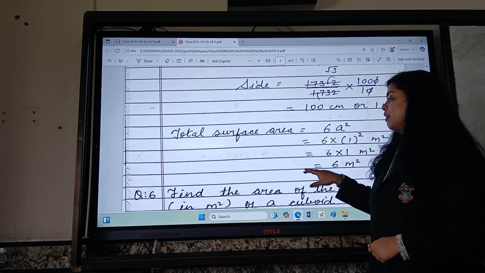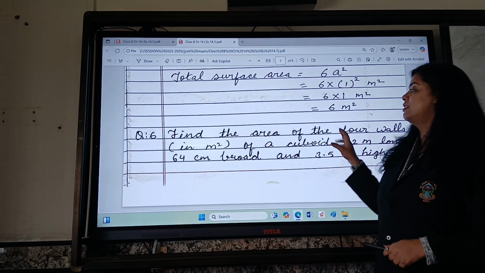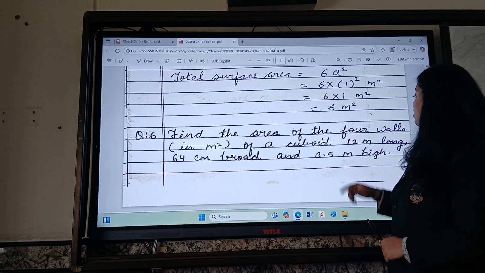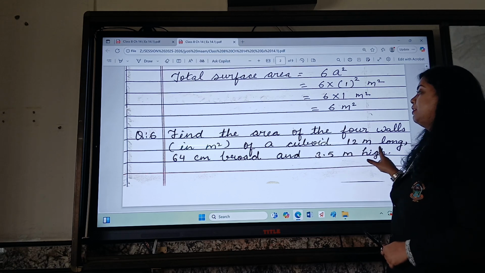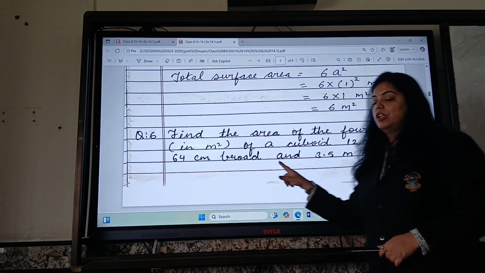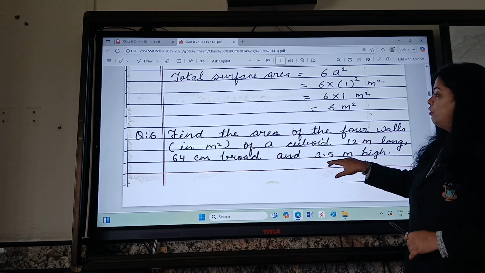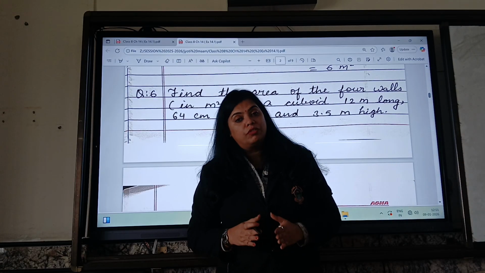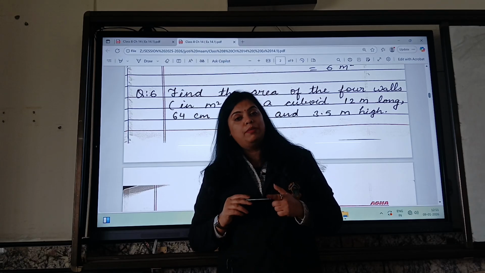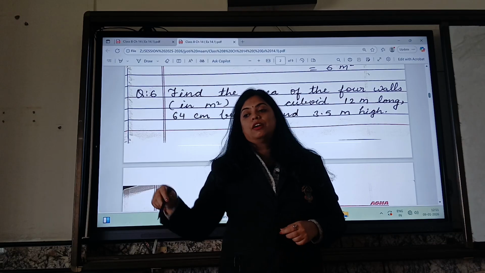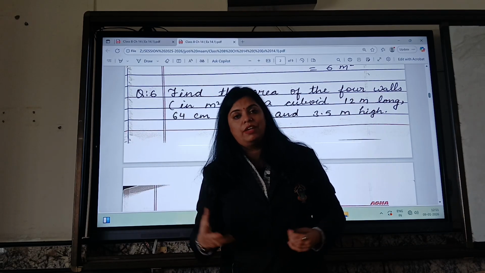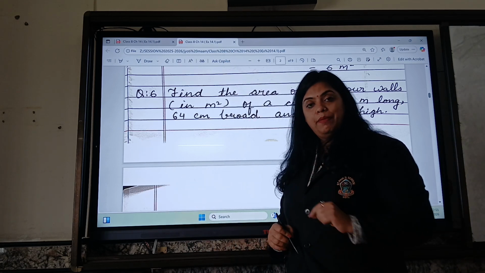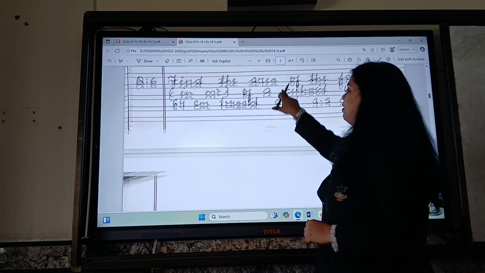Now, in question number 6, find the area of the 4 walls, meaning lateral surface area, but this time the shape is a cuboid and the answer should be in meter square. So, the cuboid's length is 12 meter and it is 64 centimeter broad. 3.5 is the given height. What can we do if we are going to find the 4 walls? I told you earlier that to find the area of 4 walls of a cuboid, you use the formula perimeter of rectangle multiplied by height, because we are making the walls on the boundary of the rectangle. That is why we use the perimeter of the rectangle, and for the walls we need some height. So the formula should be 2 into (L plus B) multiplied by height.